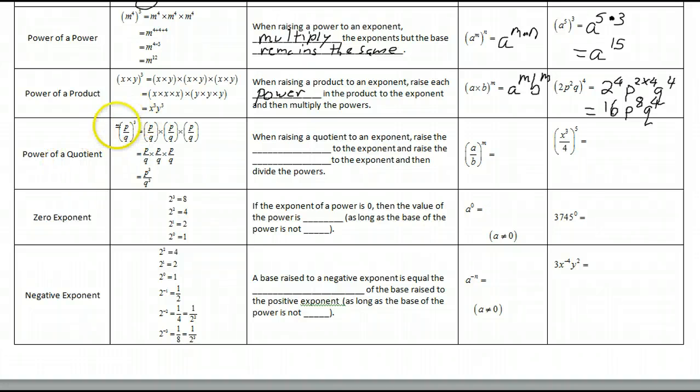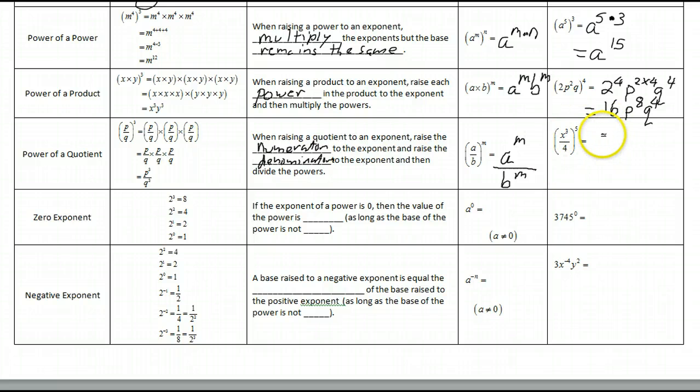Power of a quotient. Okay, so what if I have a quotient? p over q, cubed, right? And you can see what this is giving us. When raising a quotient to an exponent, raise the numerator to the exponent and raise the denominator to the exponent, and then divide the powers. So this becomes a to the m over b to the m.